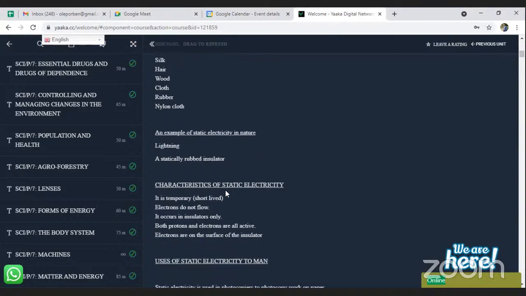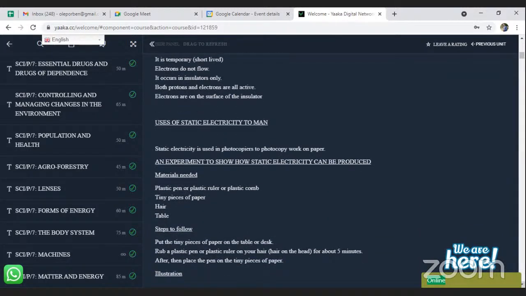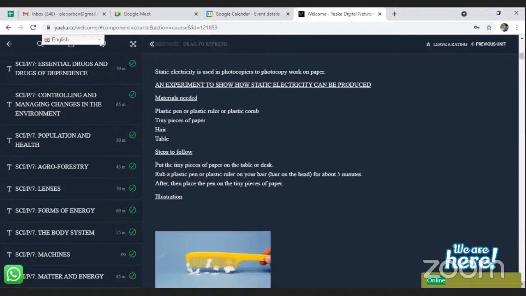Then the characteristics of static electricity are here. Can you go through them? It is temporary or short-lived. Electrons do not flow. It occurs in insulators only. Both protons and electrons are active. Electrons are on the surface of the insulator. As simple as that. So this is all what you will be doing.